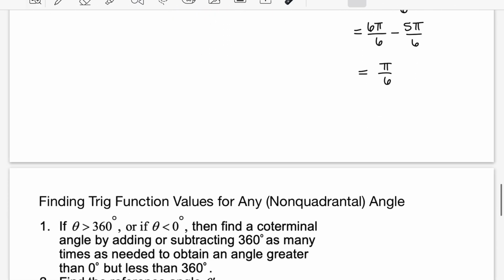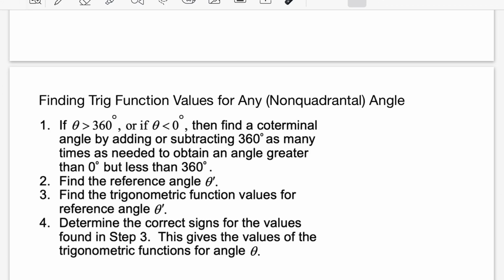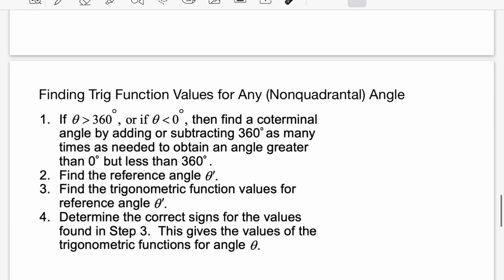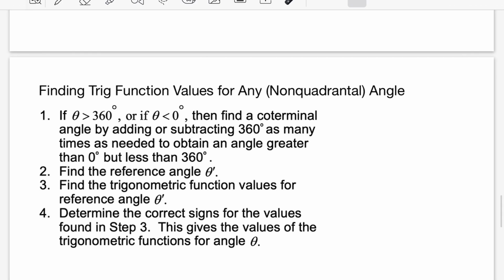Alright, so this brings us to this procedure for finding trig function values for any non-quadrantal angle. So any angle that's not on our x or y axes. So here is our procedure here. If theta is greater than 360 or less than 0 degrees, then we're going to find our coterminal angle. So we just saw how to do that in parts B and C here. Then we're going to find the reference angle. We also just did that. And then we're going to find the trig function values for that reference angle that we found. Okay. Then we want to determine the correct signs for the values found in that step. And this gives the values of the trig functions for the angle theta.